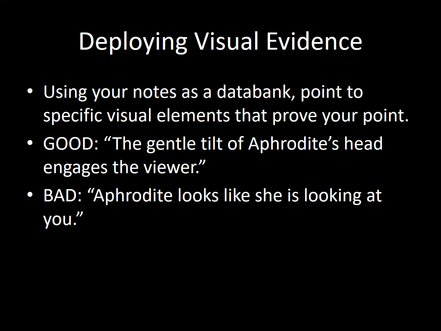All right. So once you have determined these things, use your notes as the data bank to prove your point. For example, if you say that she's looking at you, you want to describe what leads you to that. So it might be the gentle tilt of her head. You wouldn't just say she looks like she's looking at you. It's like, well, what's your evidence for that? You need to use the object as your evidence.